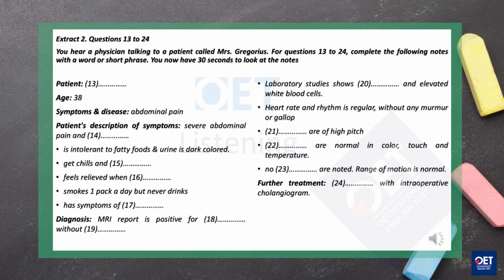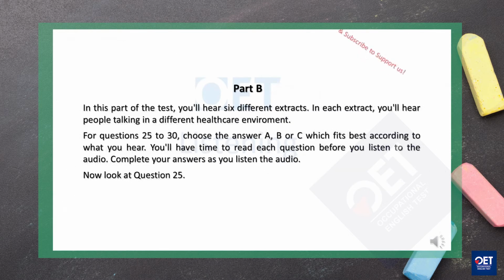This is the end of Part A. Now look at Part B. Part B. In this part of the test, you will hear 6 different extracts. In each extract, you will hear people talking in a different healthcare environment. For questions 25 to 30, choose the answer A, B, or C, which fits best according to what you hear.